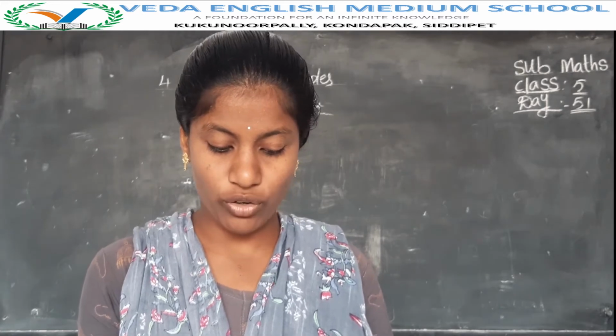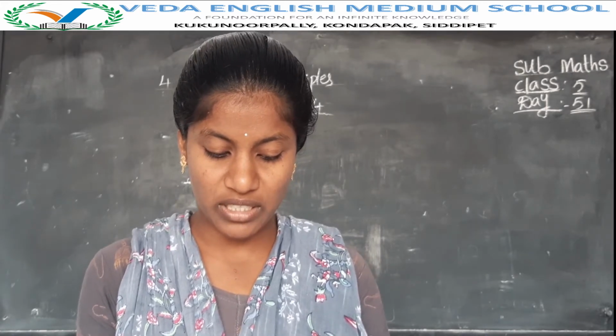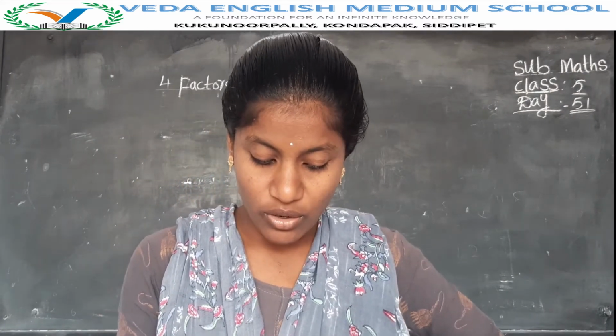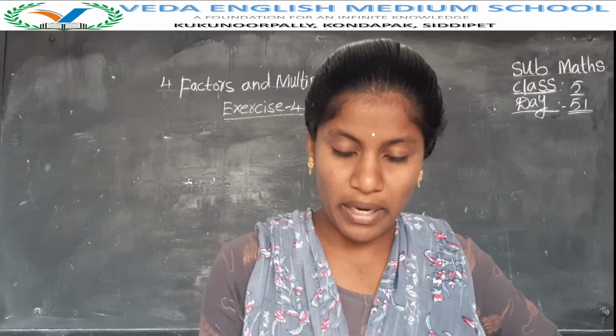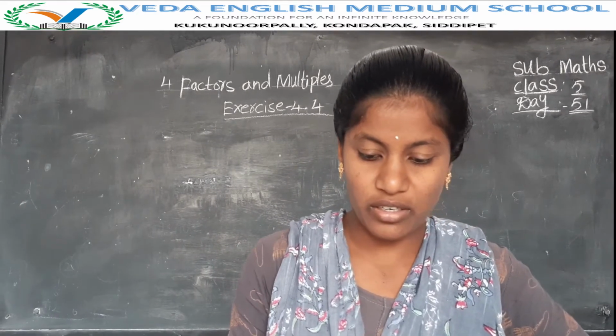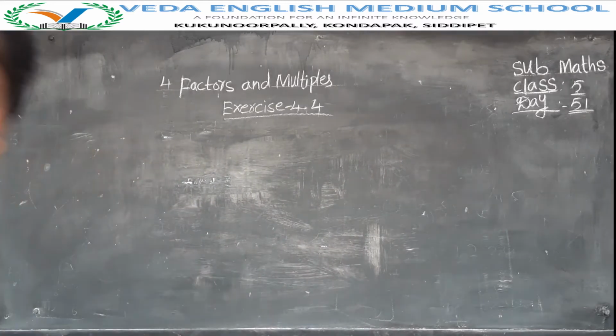In exercise 4.4, questions 10, 11, 12 are 4 digit numbers. That's why afterwards we have F and G bits. Then we will learn what is meant by lowest common multiple. We will learn LCM and we will go to the exercise. Okay children. So how to find the LCM by using 4 digits.